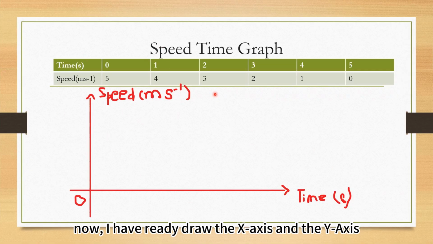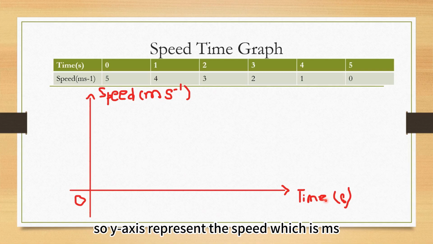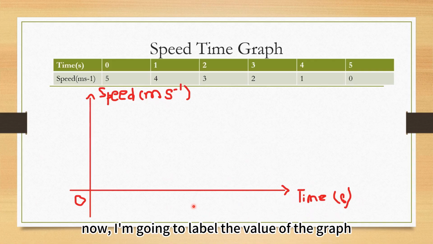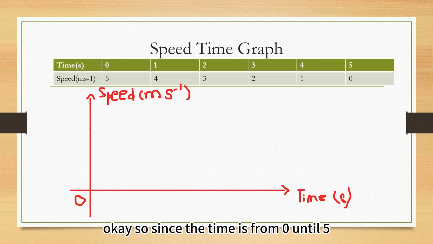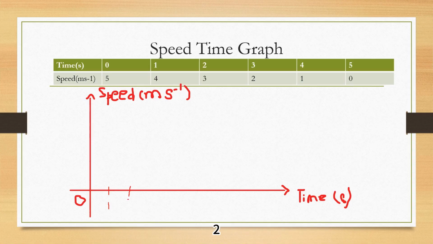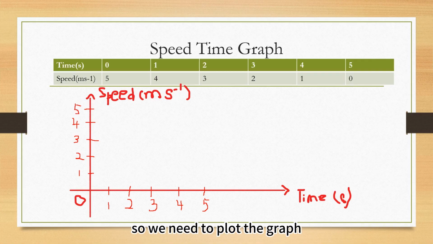Now I have already drawn the x-axis and the y-axis. I also labeled them already. The y-axis represents the speed in meter per second, and the x-axis represents the time in second. I'm going to label the values on the graph. Since the time is from 0 until 5, we just need to label from 0 until 5 only. 1, 2, 3, 4, and 5. Also the same for speed. Since the biggest value is 5, I think we just need to scale it 1, 2, 3, 4, and 5.